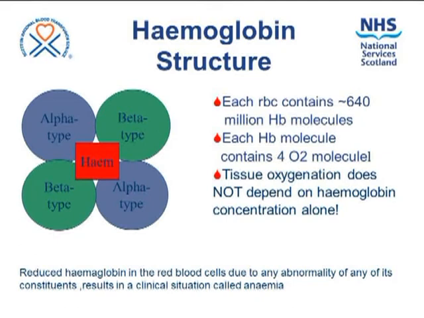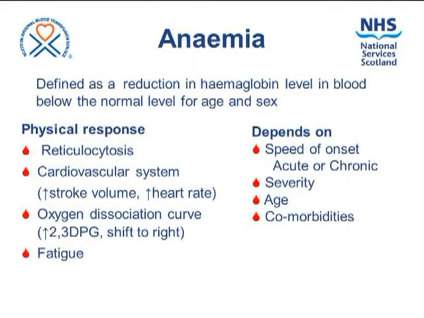Reduced hemoglobin in the red blood cells due to any abnormality of its constituents results in a clinical situation called anemia. The physical response to anemia is usually a drop in hemoglobin accompanied by a drop in red cell count and packed red cell volume, although it may be normal in some patients. In cases of dehydration, the decrease in plasma volume may mask anemia, and during pregnancy, the increase in plasma volume may indicate anemia despite a normal circulating red cell and hemoglobin mass. In cases of major hemorrhage where there is a reduced blood volume, anemia may not be apparent immediately.